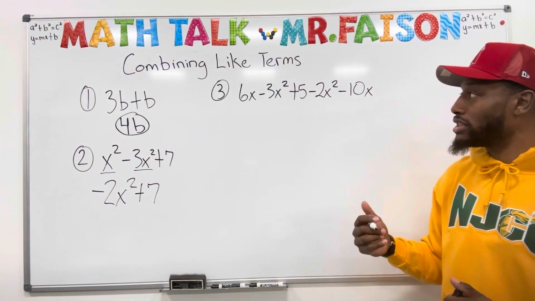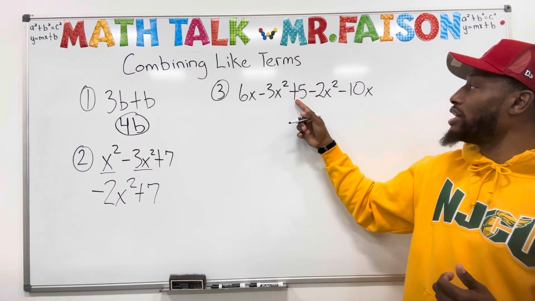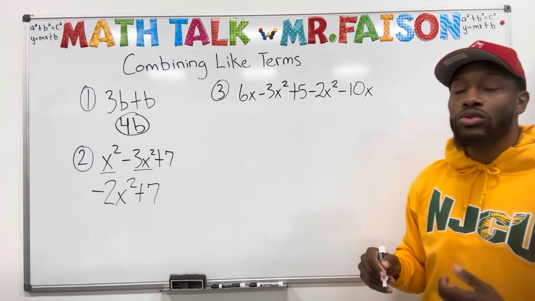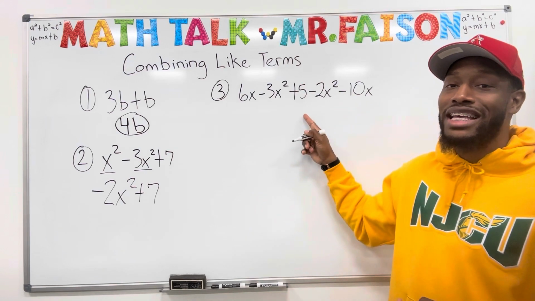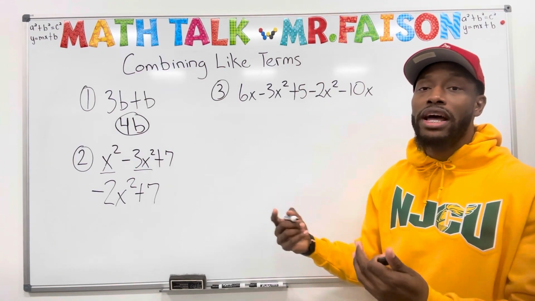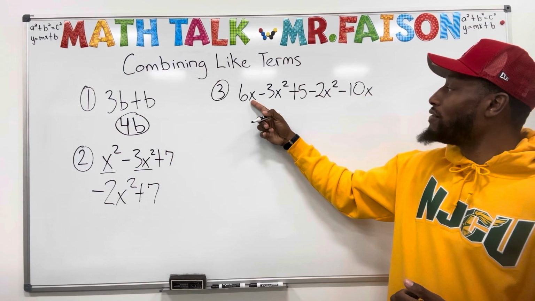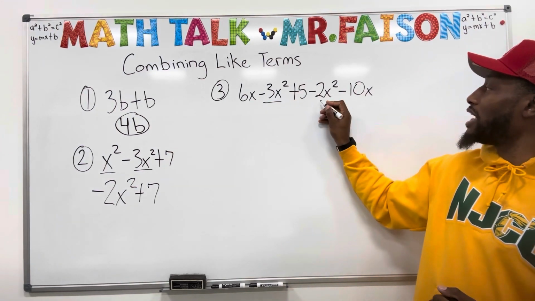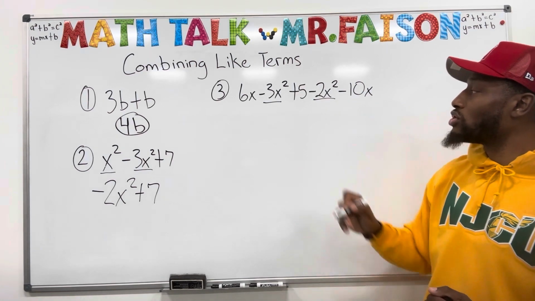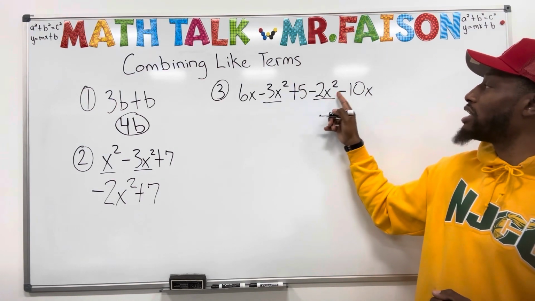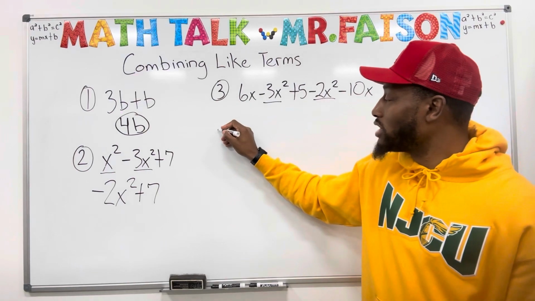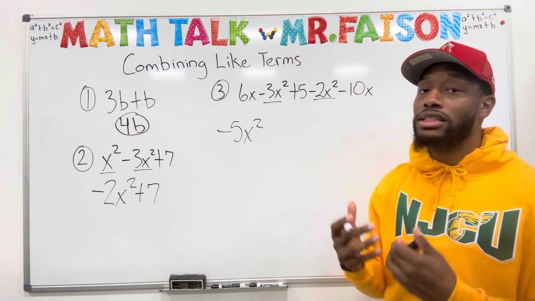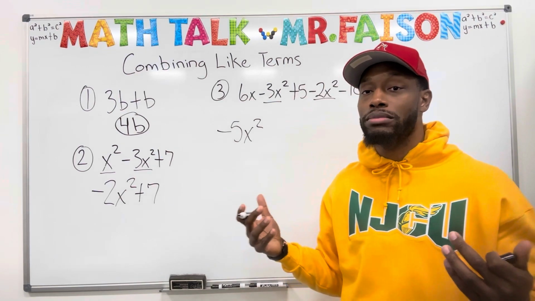What we're looking at here is 6x minus 3x squared plus 5 minus 2x squared minus 10x, right? We want to go with the one that has the highest exponent first. That's the one we're going to start combining first. So if I look, I have an x, but I also have an x squared. So I'm going to go here first. And I see another x squared right here, negative 2x squared. So I'm going to combine negative 3x squared and negative 2x squared. That's going to give me negative 5x squared. Remember, if they have like terms, I just add or subtract the coefficients, which are the big numbers.